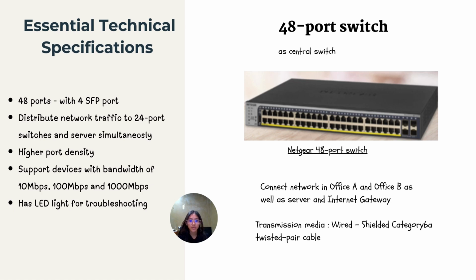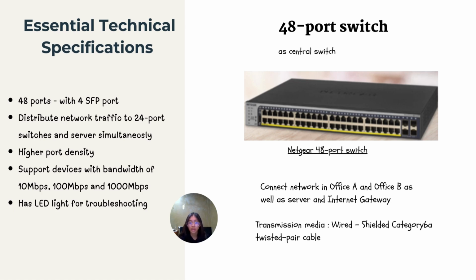Hi, I'm Beatrice and Anthony from Group 9, and I would like to talk about essential technical specifications. The first one is the 48 port switch, which is used as a central switch that connects the internet gateway to Office A, Office B, and the server. It connects the 48 port switch to Office A, Office B, and the server by using shielded category 6A twisted pair cable. In total, it has 48 ports, with 4 SFP ports, which can connect up to 4 fiber optic cables. So it can distribute network traffic to the 24 port switches and the server at the same time, which is why it is suitable to be used as a central switch.